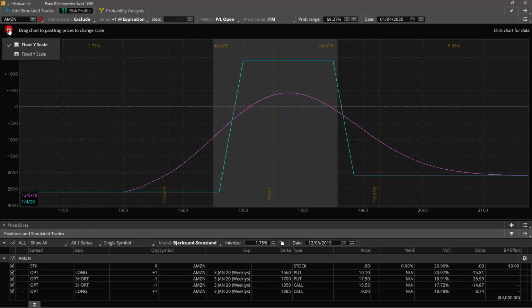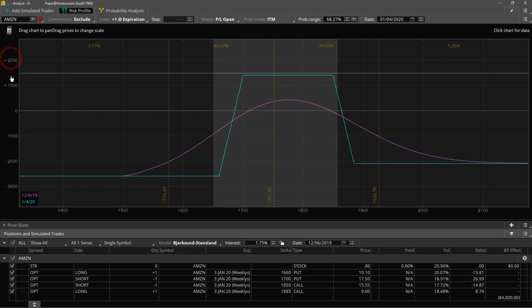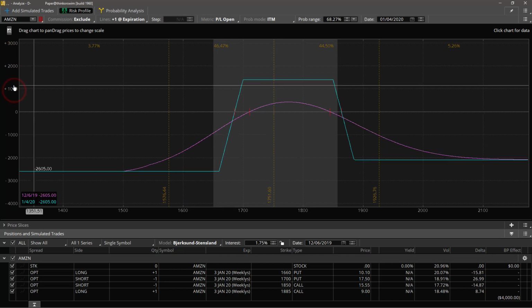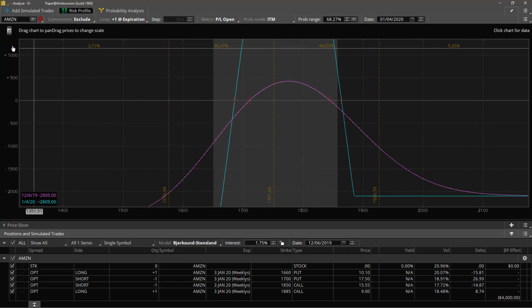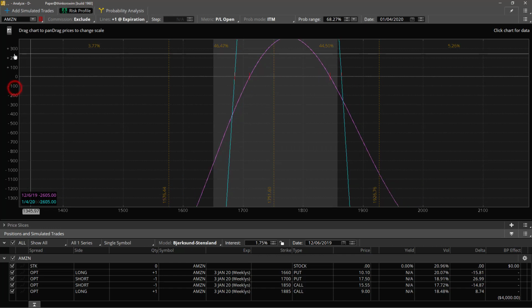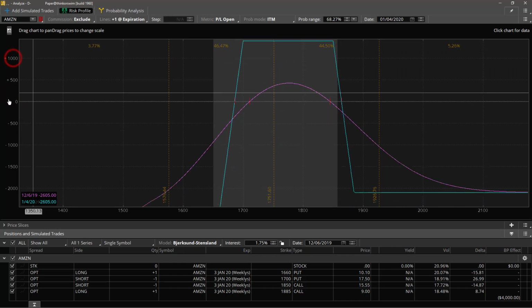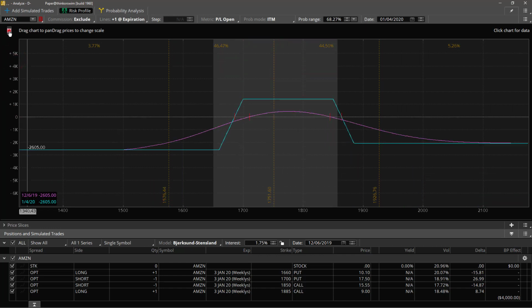You can manipulate the y-axis. Right now, it's floating, which means it's setting the default y-axis. Click here. You can click on fixed y-scale. Once you click on it fixed, it's not floating. And when you click on it, if it's above the 0 line, you can pull it higher and higher, like this, or collapse it back down.